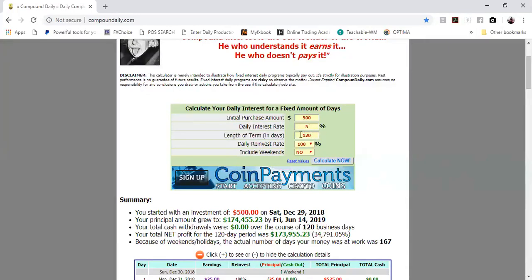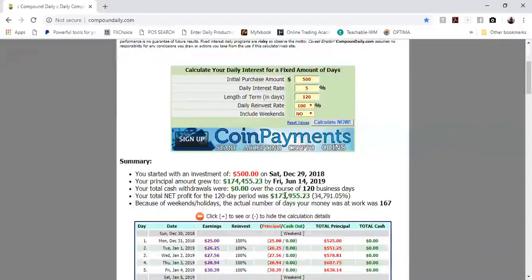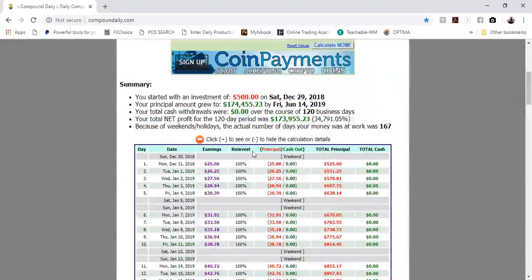If you did that for 6 months, okay, or let's say you trade 4 to 5 days out of the week. That's 120 days. Within a 6-month period, your account was at 174.5K. Okay, 173.9 profit. So you put $500 in, guys. If you guys are thinking like that, this is crazy, look at it for yourself.